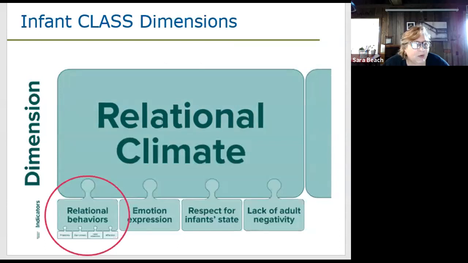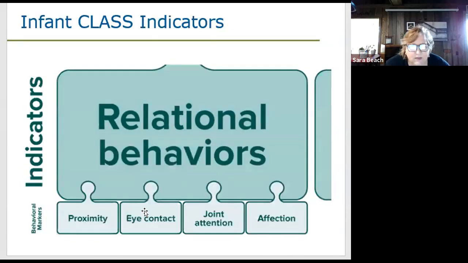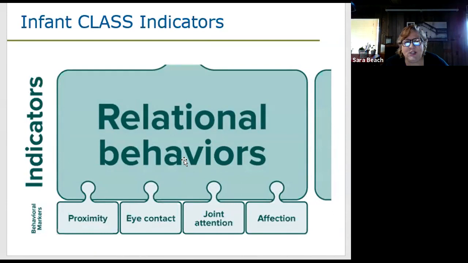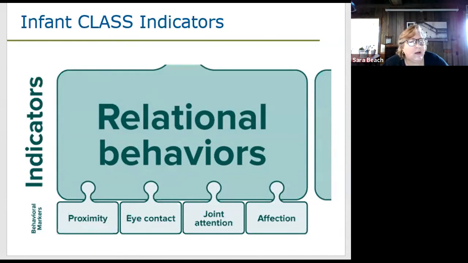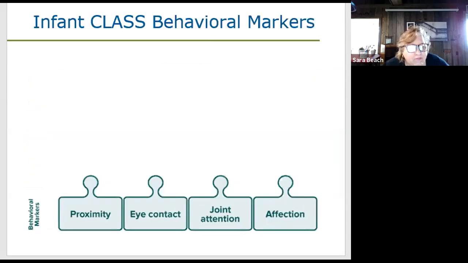So other than relational behaviors, I mentioned these four. These are the basic behaviors. The term relational behaviors, that's what we call an indicator. It's an indicator of the dimension. And then these are behavioral markers, the actual things we can observe. Indicators indicate what makes up the dimension, and they represent the behaviors that you see in classroom interactions. And then behavioral markers fit within the specific indicators. We talked about all of those.